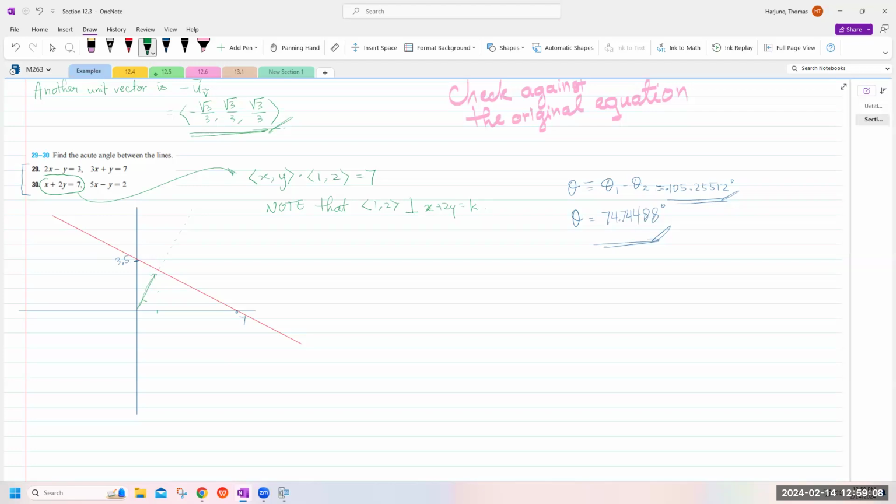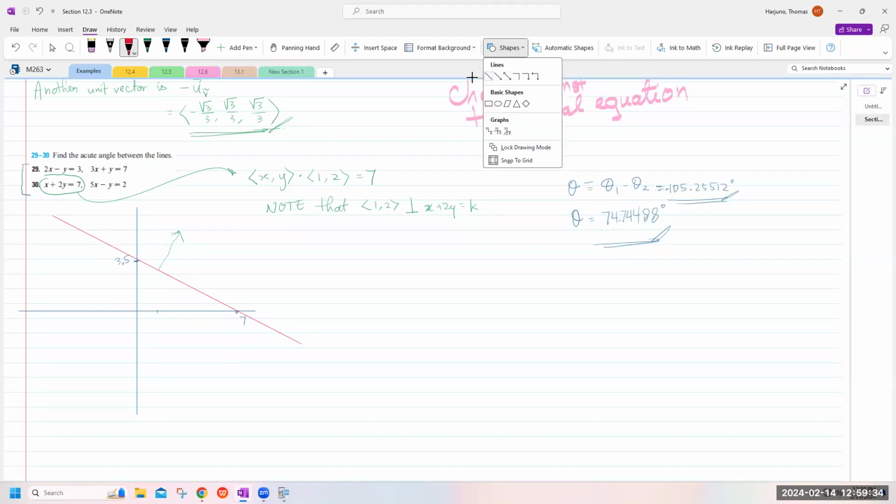Why do we want that? Because of the following then. If I want to find the angle between two lines, what I can do is to find the angle between the two vectors perpendicular to those lines.